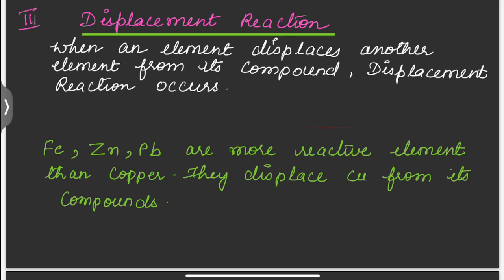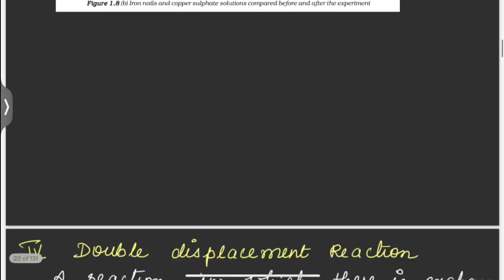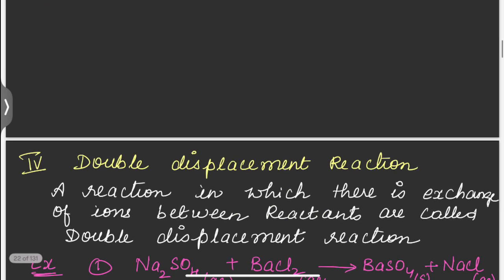In this video, we are going to learn about the third type of reaction in this chapter, which is called displacement reaction. We are going to take a few examples and learn about this reaction, and also we are going to study the fourth type of reaction, which is called double displacement reaction in this video.